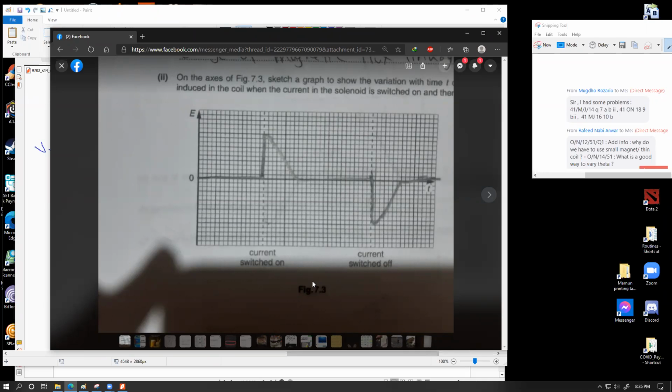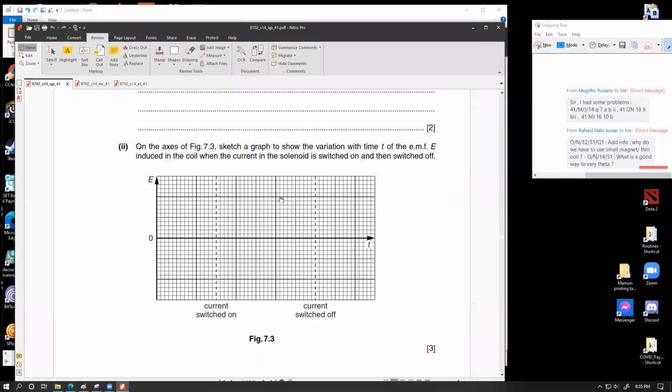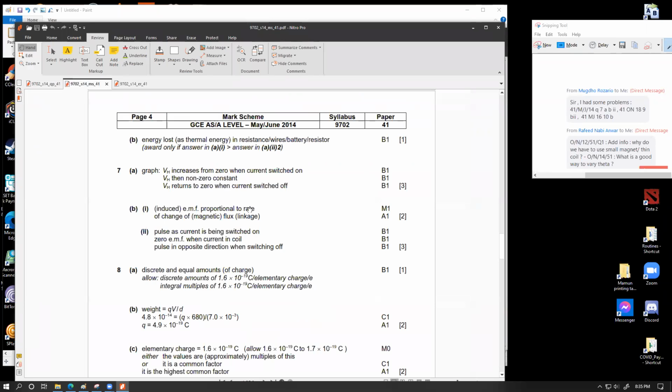I'm going to have a look at the mark scheme to find out how much mark we are going to get, or are we going to lose any mark or not. This graph looks good. It shows that you understand the concept. But are we going to get full marks or not? I have to look it up from the mark scheme. 7b2: pulse as current is being switched on, 0 EMF when current in coil is constant, pulse in opposite direction when switching off. You're going to get the full mark for this drawing.